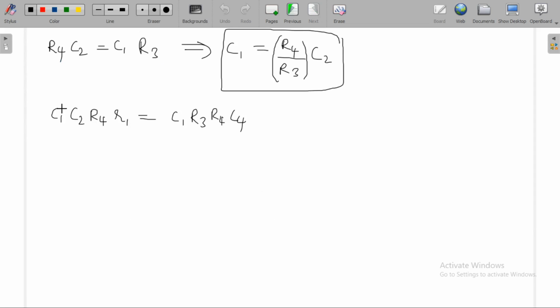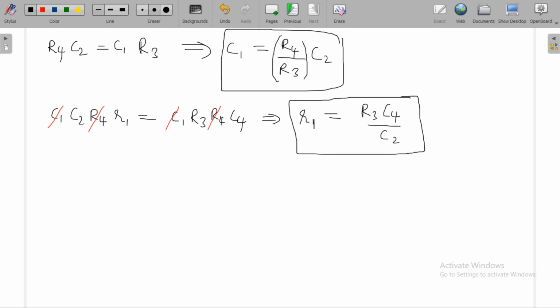Both will get cancelled. From this, R1 is equal to R3 C4 by C2. This will be R1.